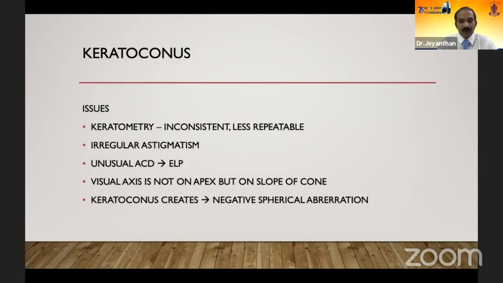The visual axis may not always be on the apex. It could be on the slope of a cone. We need to remember that. And the keratoconus will create a negative spherical aberration, for which we need to implant a truly aspheric IOL or a slightly positive spherical aberration IOL.